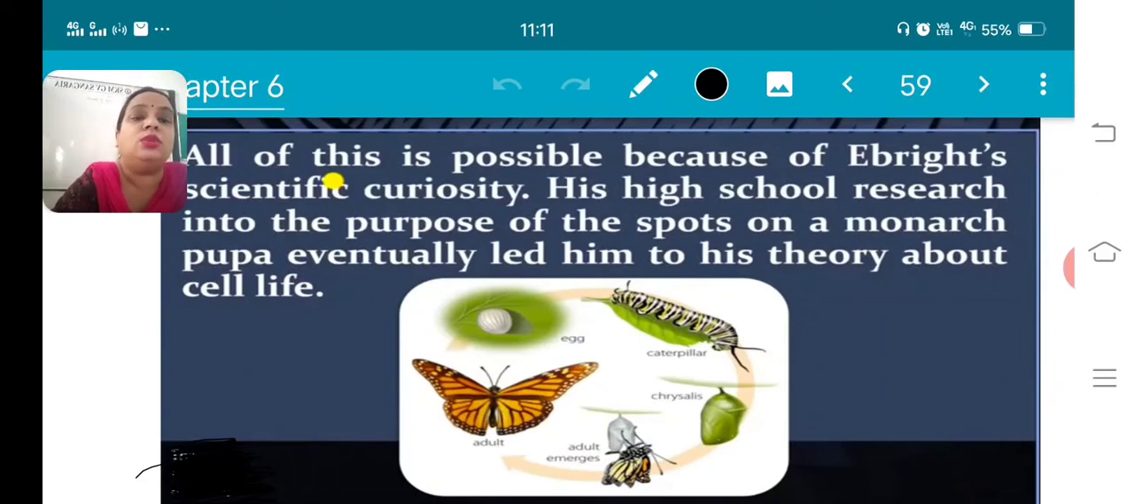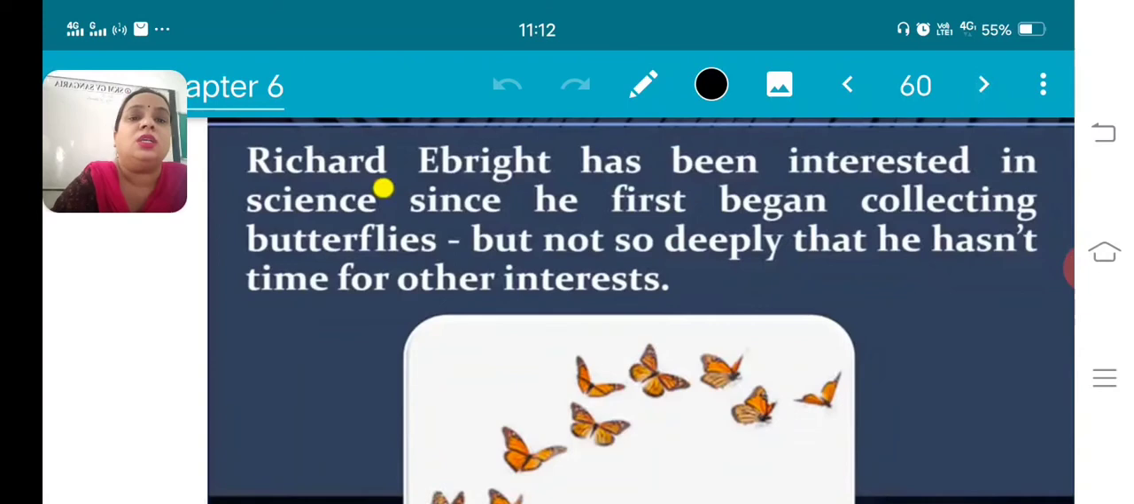Next, all of this is possible because of Bright's scientific curiosity. His high school research into the purpose of spots on a monarch pupa eventually led him to his theory about cell life. So actually he had been very keen on science since he started collecting the butterflies, but this didn't keep him away from his other interests in life, right? So he was a very good researcher, in a way we can say.